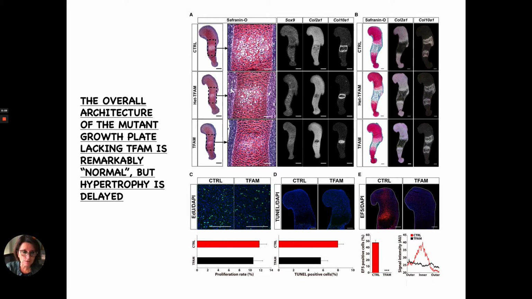Now, interestingly, you remember the inner hypoxic region of the growth plate. It is not present anymore in the mutant, indicating that mitochondrial respiration, and therefore mitochondrial oxygen consumption, are important determinants of this inner hypoxic region.